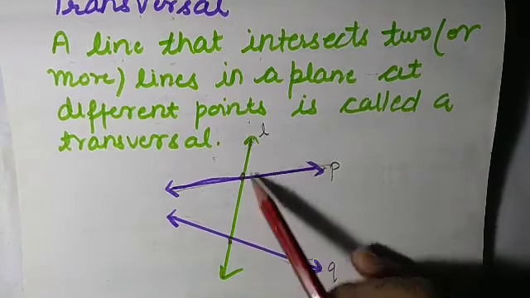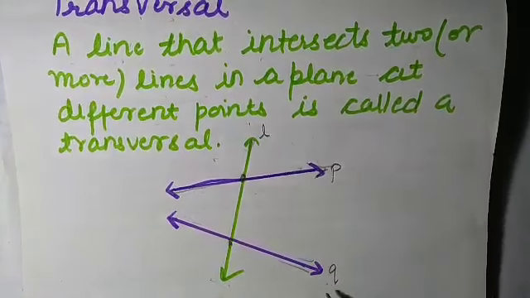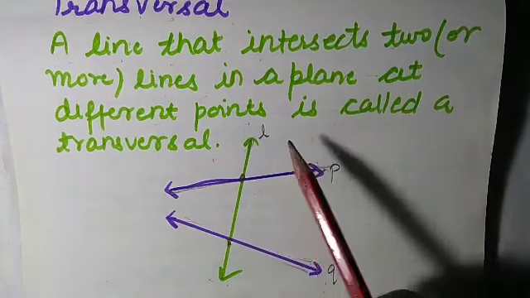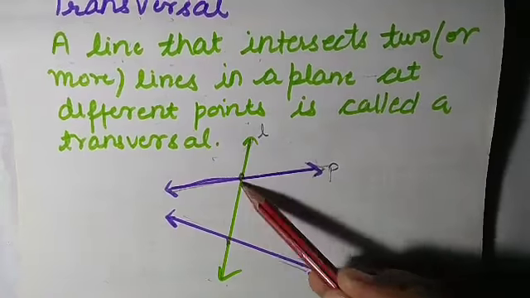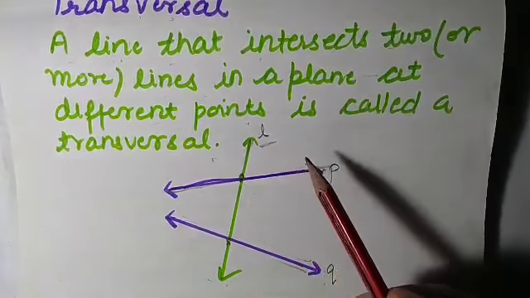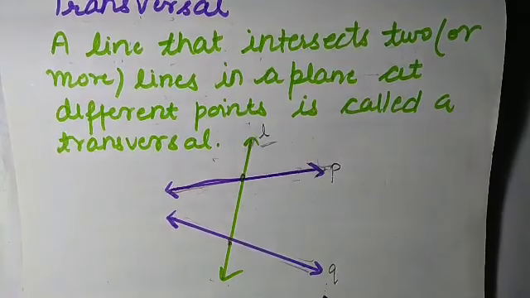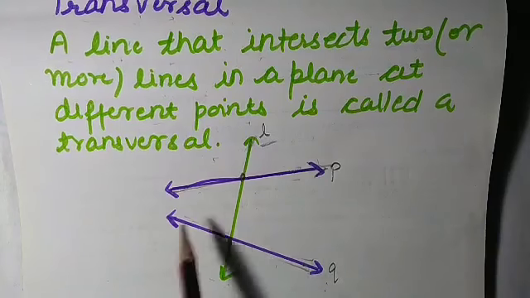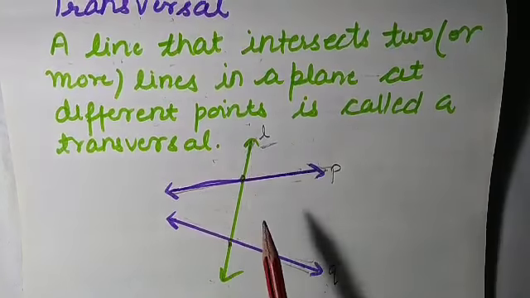So this is a transversal. In this case, if I am taking two lines as P and Q, here I am observing that L is intersecting these two lines at two different points. So this is known as a transversal. It is a line, okay, the line which intersects two or more lines. Here in this case I am taking two lines. The lines may be two or three. Okay, so that is known as a transversal.